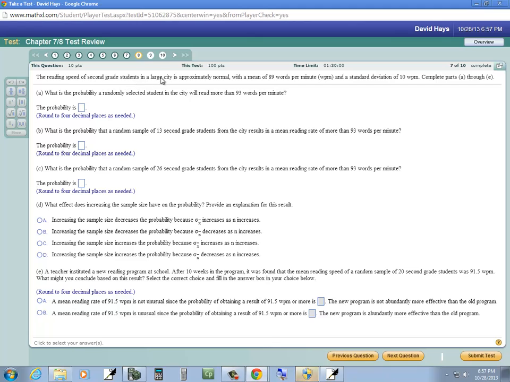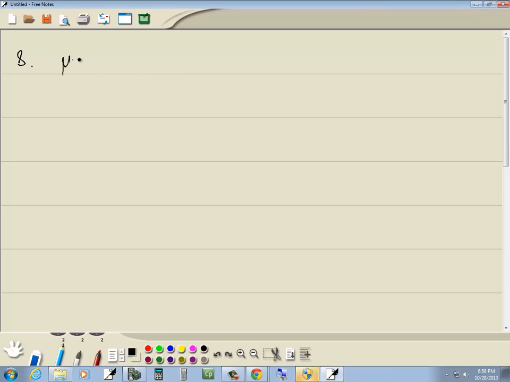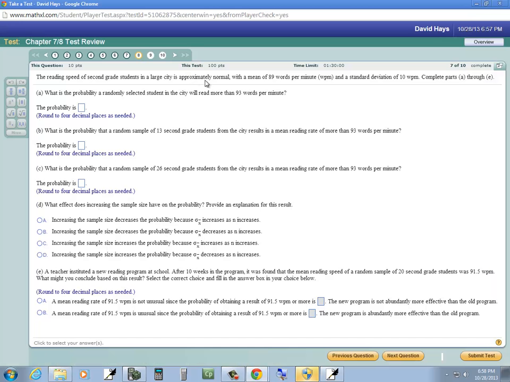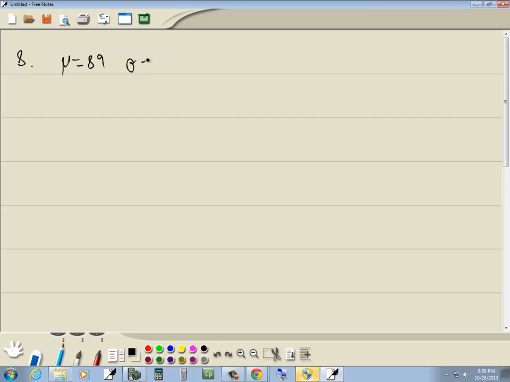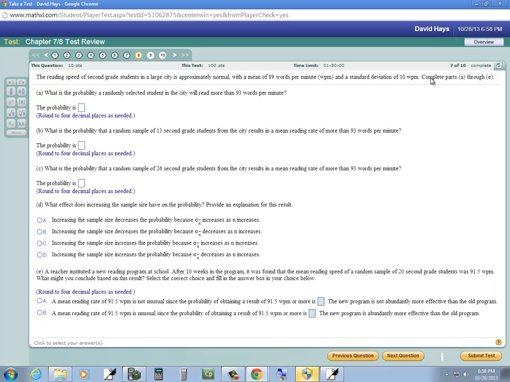Reading speed of second grade students in large cities is approximately normal with a mean of 89 and a standard deviation of 10. A. What is the probability that a randomly selected student reads more than 93? A randomly selected student. We're not talking about many, we're talking about one.